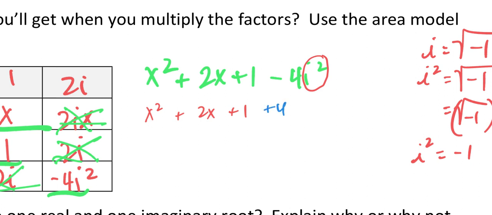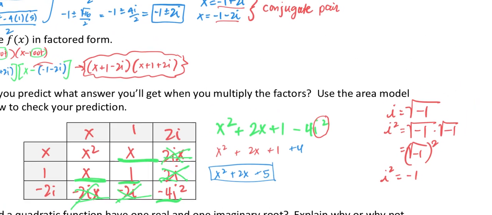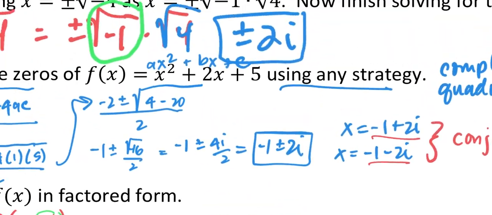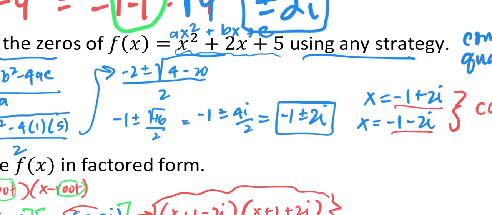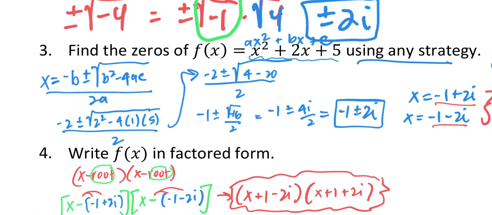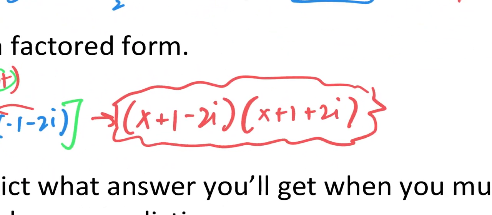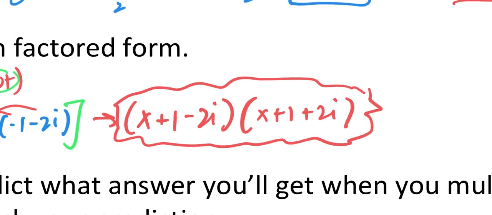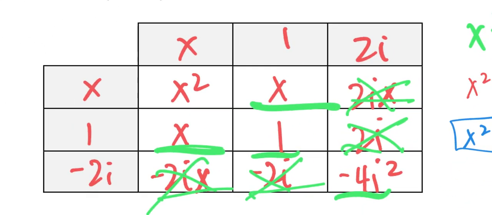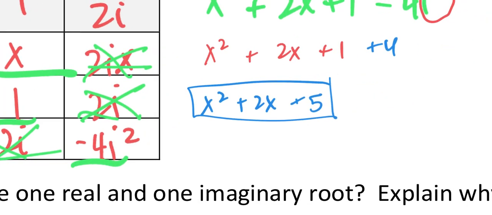And then 4 plus 1 is 5. So our final answer is x squared plus 2x plus 5. Now, that is actually what we started with back up here. We took x squared plus 2x plus 5, we factored it into these factors, and then we took those factors and multiplied them out to get our original.